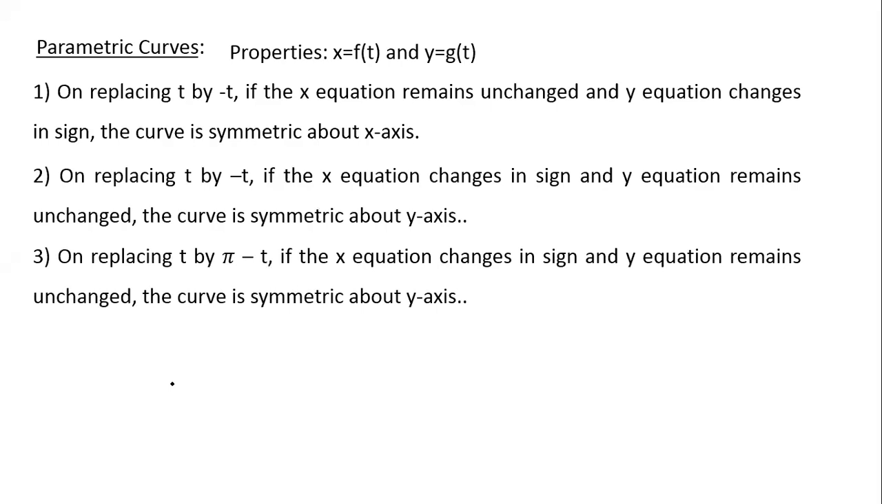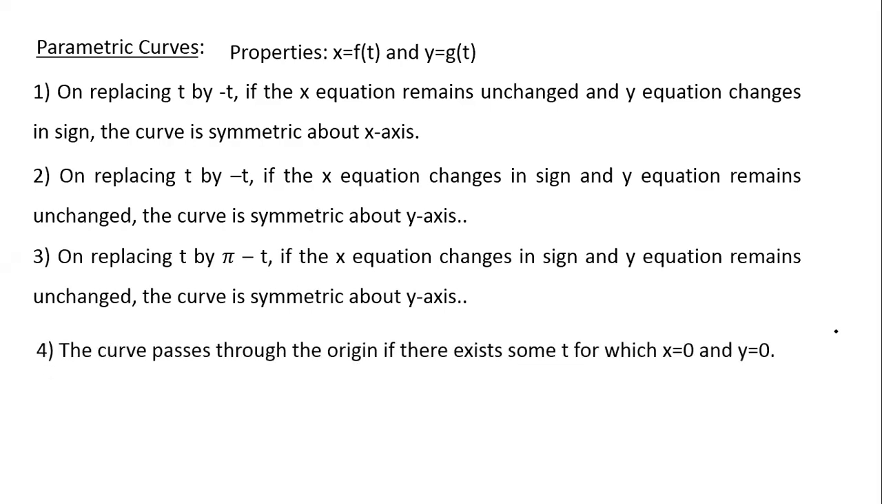Property 3, on replacing t by pi minus t, if the x equation changes in sign and y equation remains unchanged, the curve is symmetric about y-axis. So we see that property 2 and property 3 are leading to the same conclusion. So it is obvious that when we have an algebraic equation, then we have to make use of property 2, and if we have some trigonometric equation, then we have to make use of property number 3.